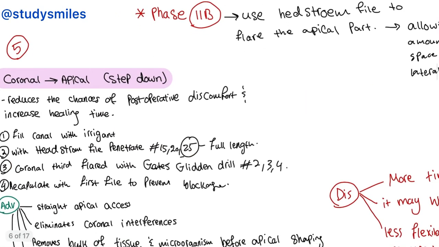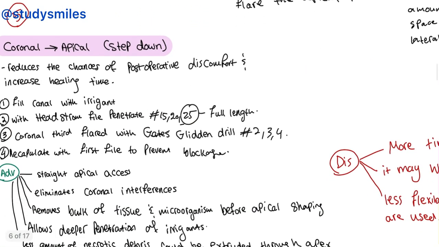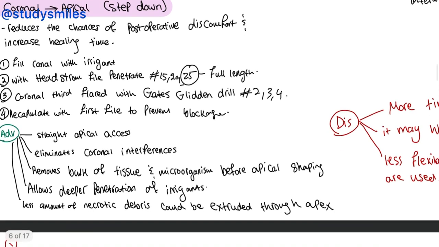Now moving on to coronal apical or the step down technique. Here we reduce the chances of post-operative discomfort and decrease the healing time. Why? As I told you before, with the step down we are eliminating the bacteria that could reach the apex. Okay.